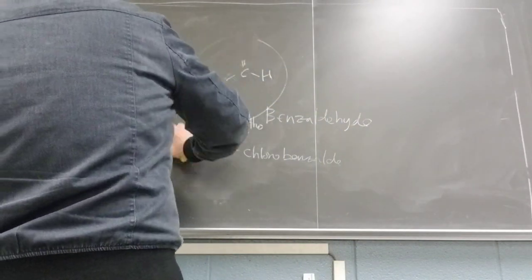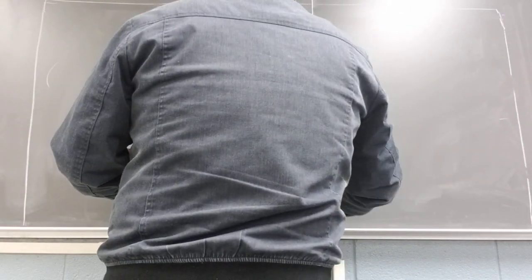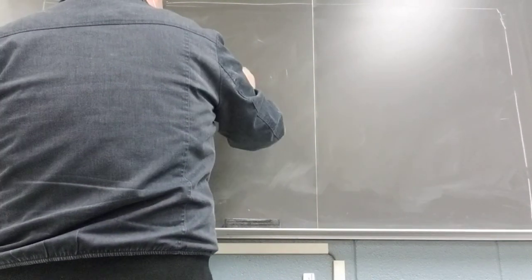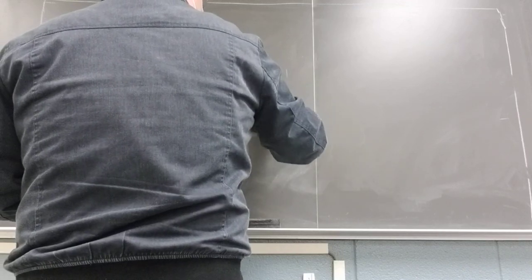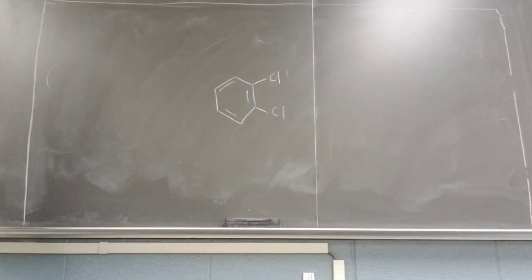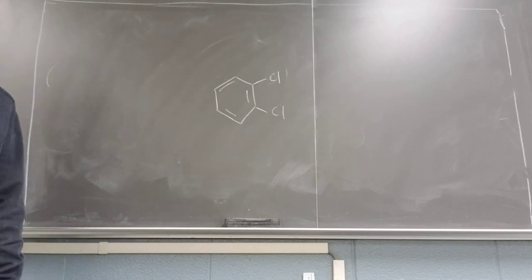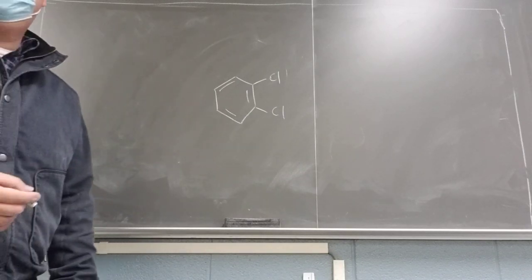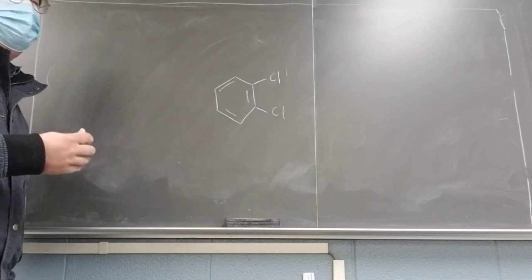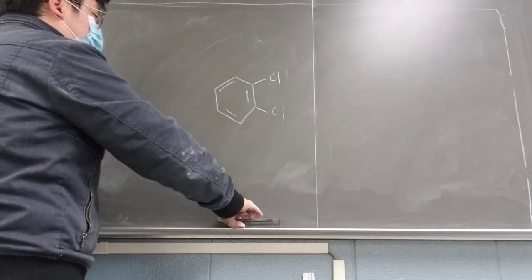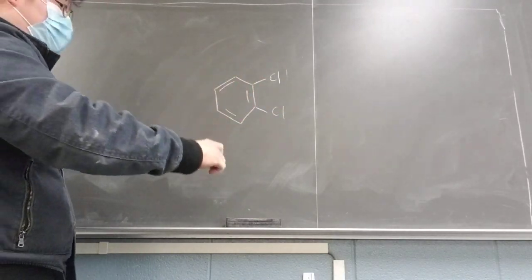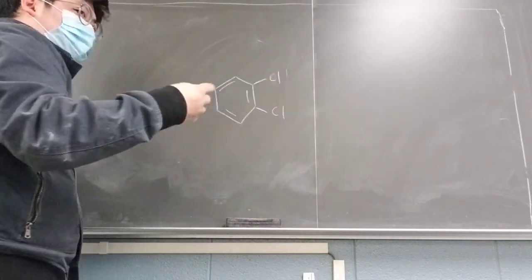Okay, I'll give you one more example. For example, if you have this one, you can say 1,2-dichlorobenzene, but what's another way we can say it? Ortho-dichlorobenzene. It's the same thing, but if you know there's a specific term, it makes it much easier, simpler, better. Because you don't have to say it's 1,2. If you just say ortho, people know, oh, it's 1,2.